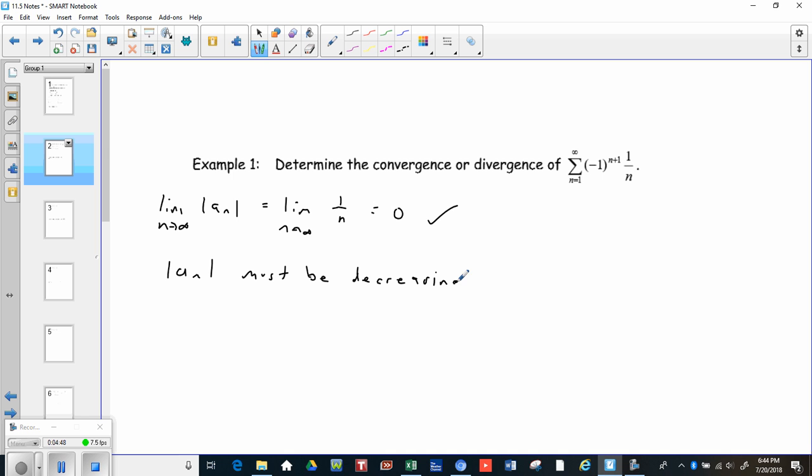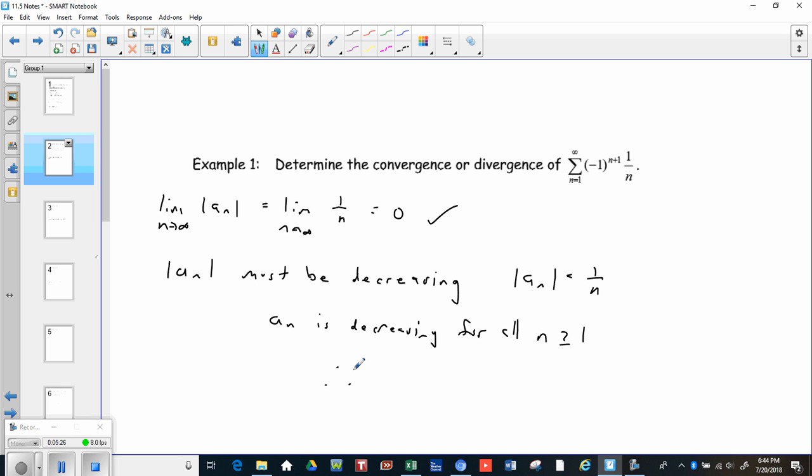There's no real work to do here because the absolute value of a sub n is 1 over n. As the denominator gets bigger, the numerator stays constant. So the bigger the denominator, the smaller the fraction. So this is going to be true for all n. A sub n is decreasing for all n greater than or equal to 1, and it starts at 1, so we're fine there.